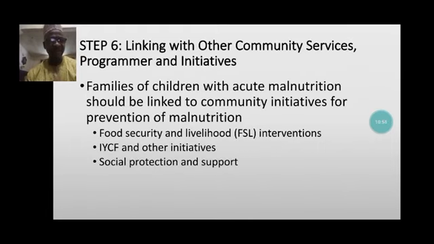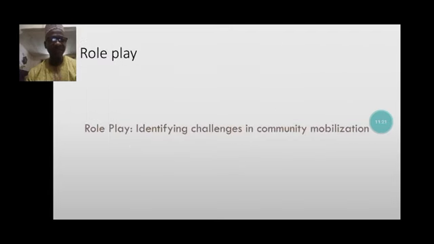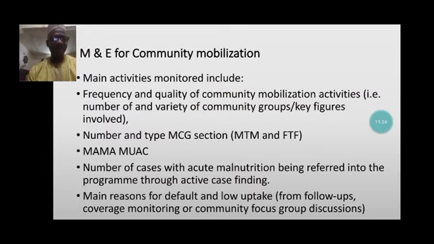Step 6, linking with other community services. Of course, families of children with acute malnutrition should be linked to community initiatives for prevention of malnutrition. They should be able to have food security and livelihood interventions. The IHCF and other initiatives must also be incorporated, and social protection and support must be sought after. Role play: identify challenges in community mobilization. Of course, there's no way you mobilize a community without its varied challenges.